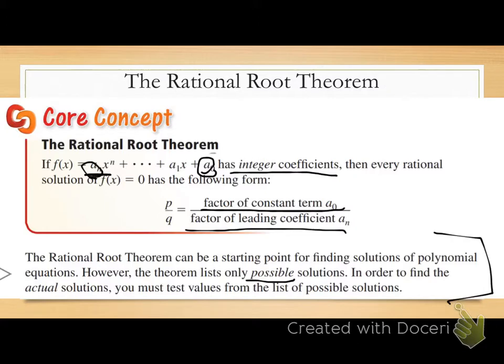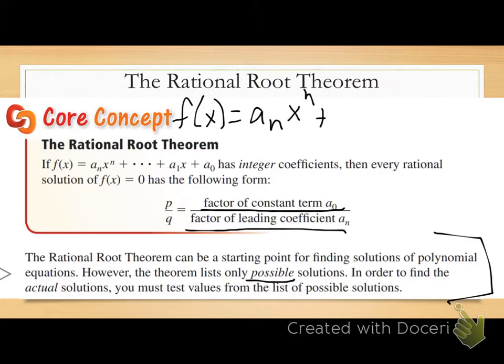Questions? What's under the A? Which A? All of the one after P. Okay, so this says f of x equals a subscript n, x to the n power, and this is a subscript 1, x, and then a subscript 0. But what about P equals factor of constant term A what? a sub 0. So our constant term, A subscript 0. And then this is leading coefficient a subscript n, my leading coefficient.